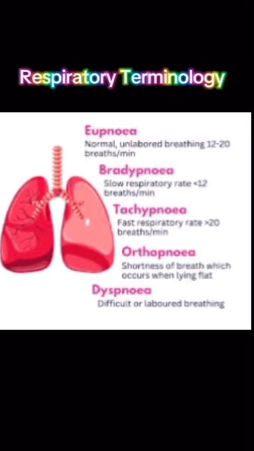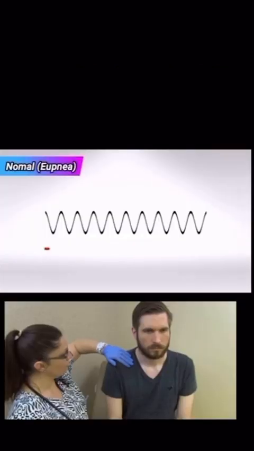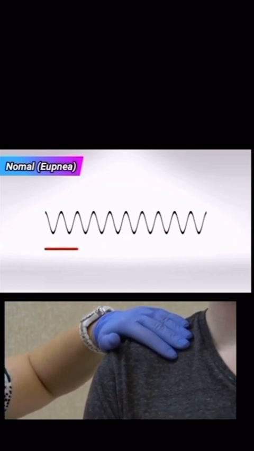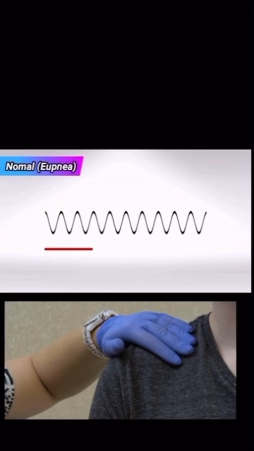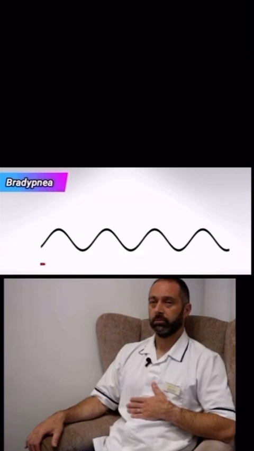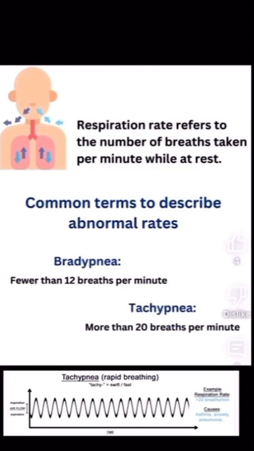Respiratory terminology. Eupnea means normal, unlabored breathing. Bradypnea means a respiratory rate less than 12 breaths per minute. Tachypnea is a respiratory rate more than 12 breaths per minute.